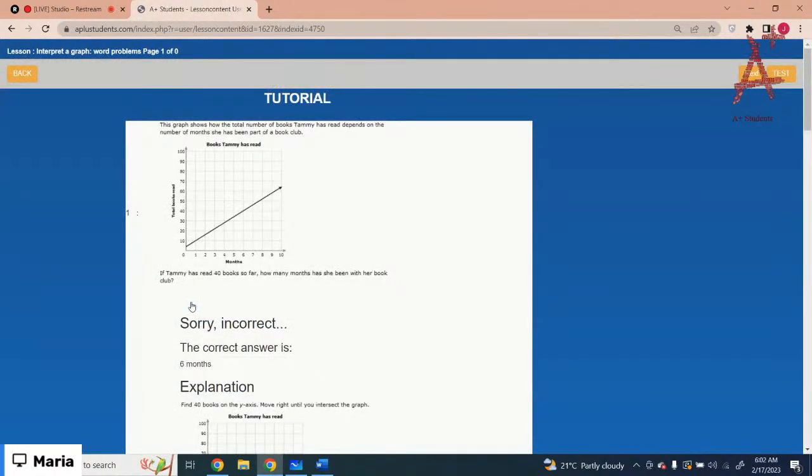Okay, this graph shows how the total number of books Tammy has read depends on the number of months she has been part of a book club. If Tammy has read 40 books so far, how many months has she been with her book club? Okay, 40 books.